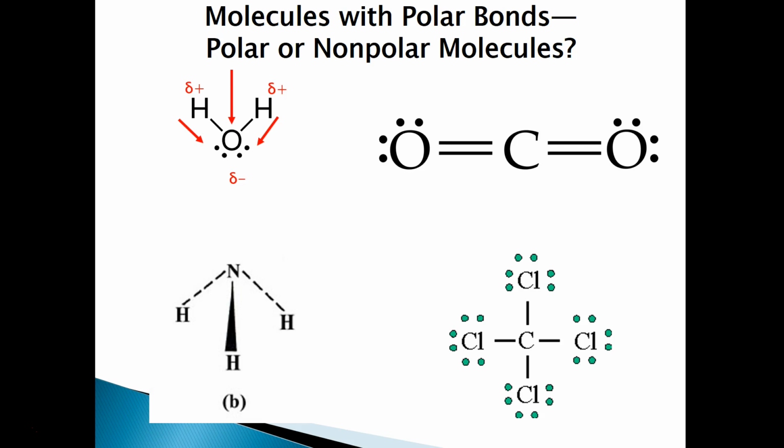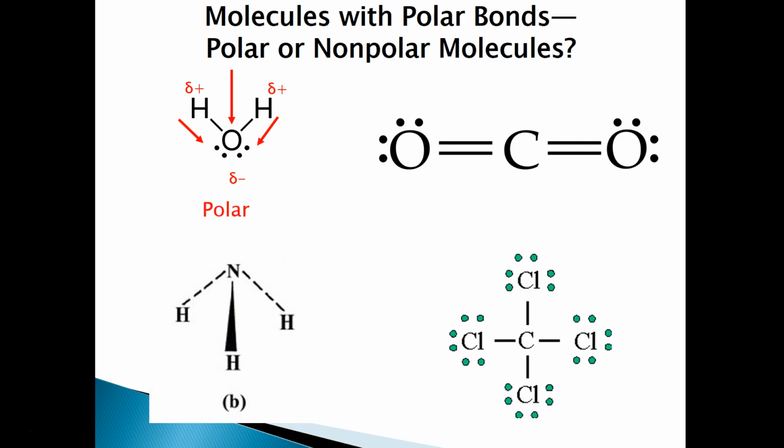Now, to represent a partial charge, we use a lowercase delta with a plus sign or a minus sign. Since these are not ions, they don't have permanent charges or full positive and negative charges, but because there is a greater share of the electron density closer to oxygen, it will have a partial negative charge. So that means that this molecule is polar.